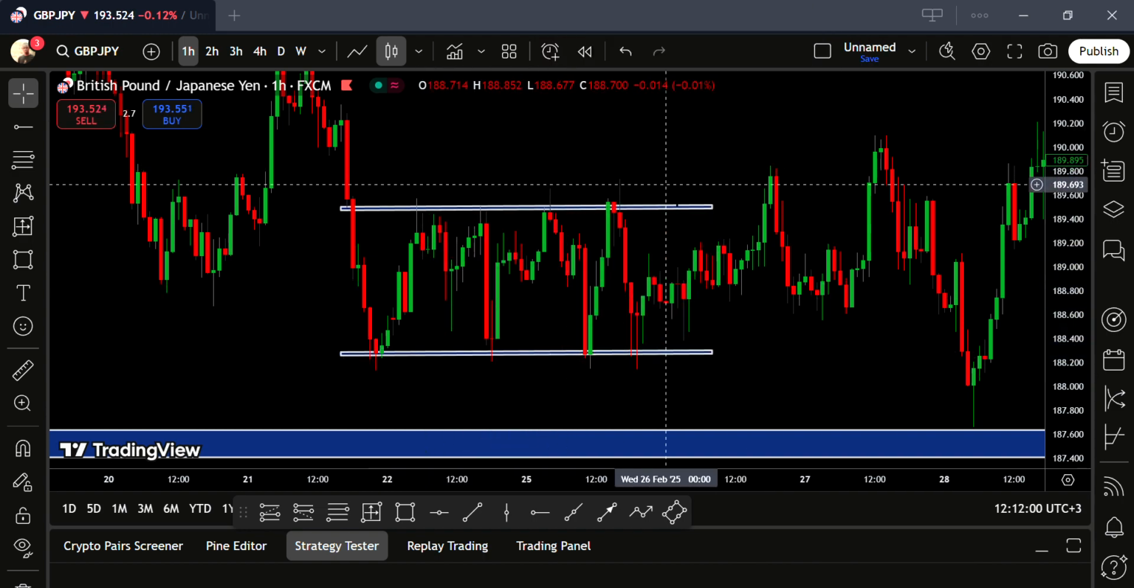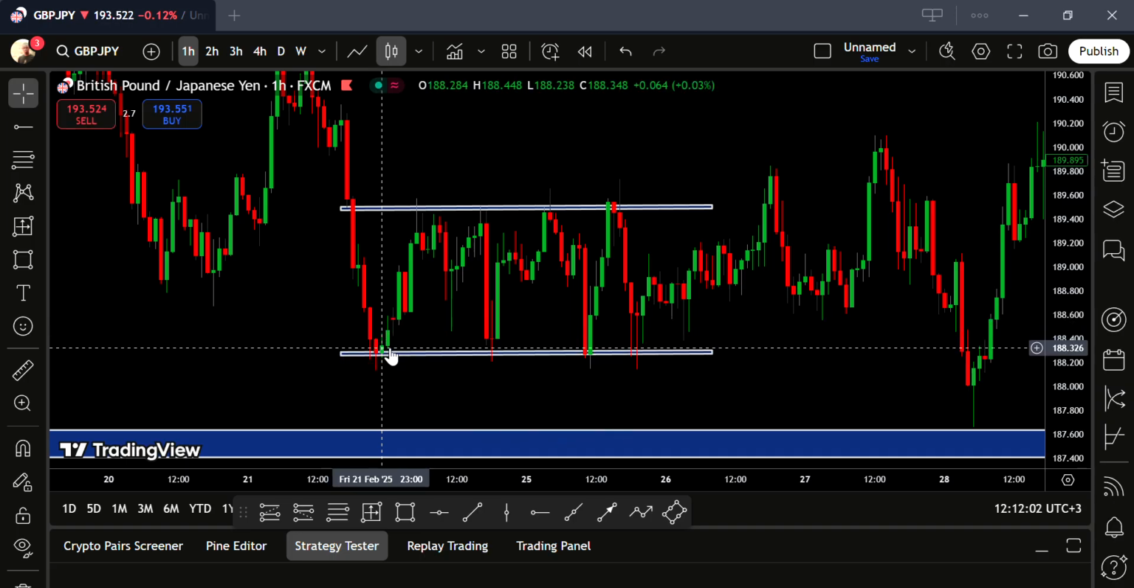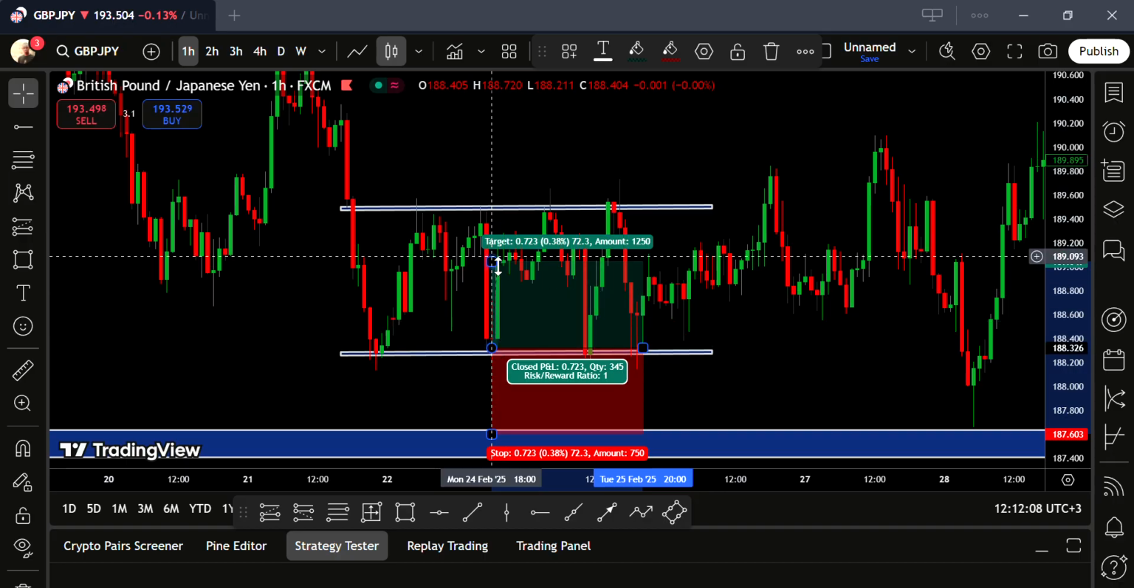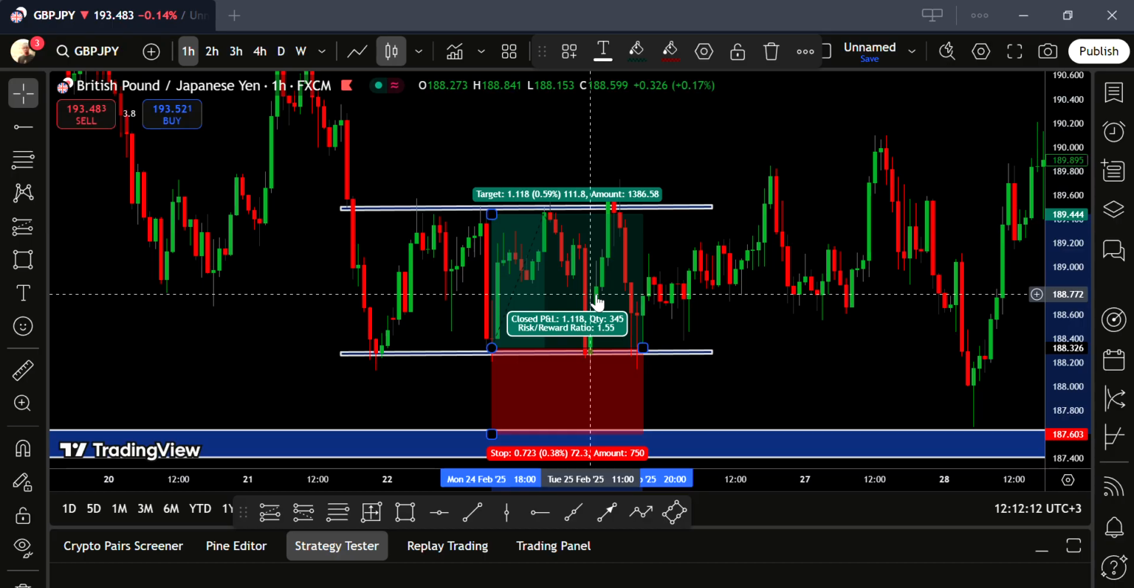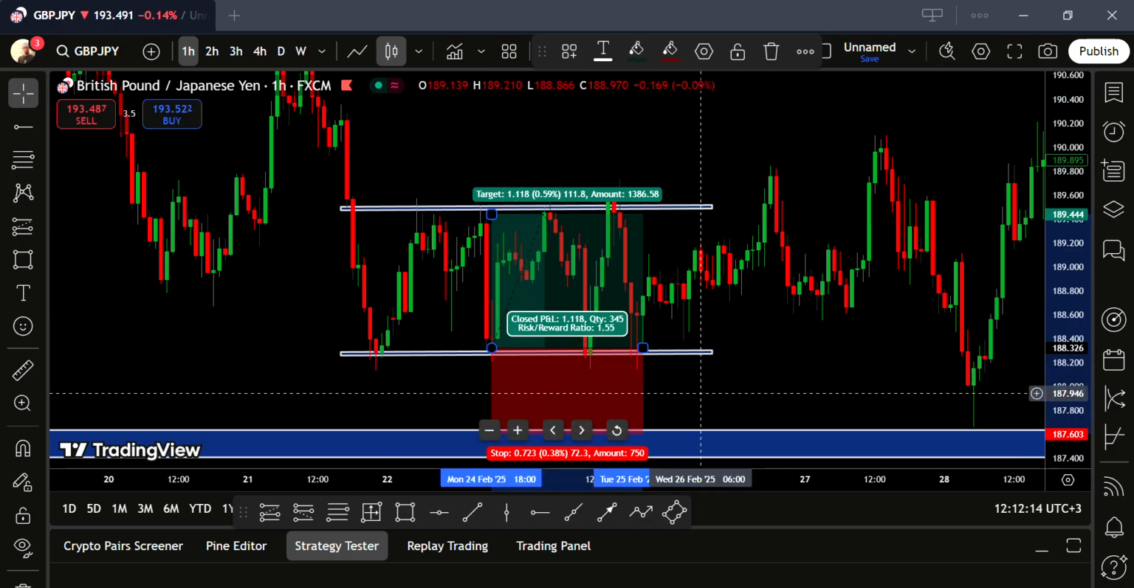So now, what do you have here? You're going to be moving within this range. How many pips do you have in this range? We have a maximum of 100 pips. Surely that is enough for the trading. 100 pips should be enough.